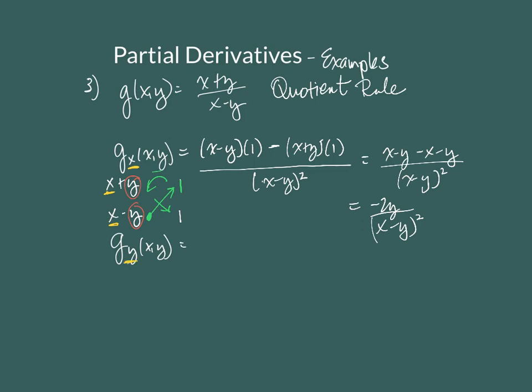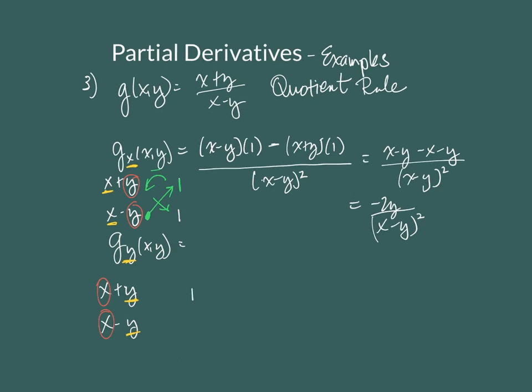All right, so I'm going to do a similar sort of thing down here, as I'm going to separate them. And I think this becomes helpful when doing partials, because you can really focus on the part that is the variable and the part that you're going to treat as a constant. So in this case, the derivative of x plus y with respect to y is going to be 0 plus 1, or 1. The derivative of x minus y with respect to y is going to be 0 minus 1, or negative 1.